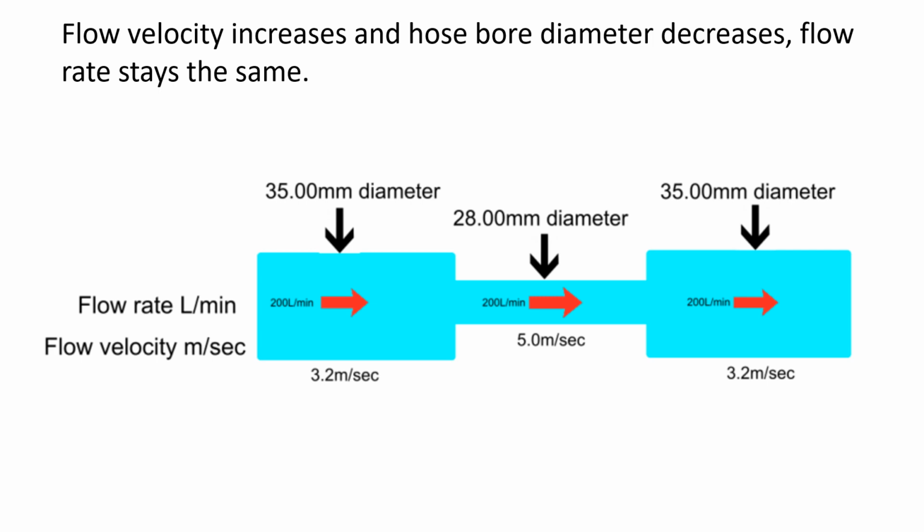For the 200 litres a minute flow rate to be maintained through the narrow section, the flow velocity needs to increase. In the larger sections, the flow velocity is 3.2 meters per second. In a narrow section, it had to speed up to 5 meters a second to maintain the 200 litres a minute volumetric flow rate.